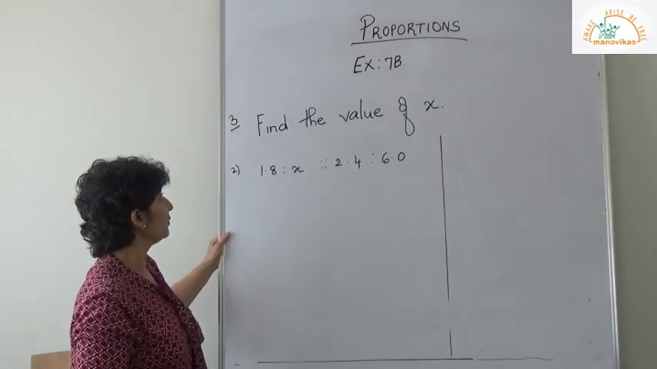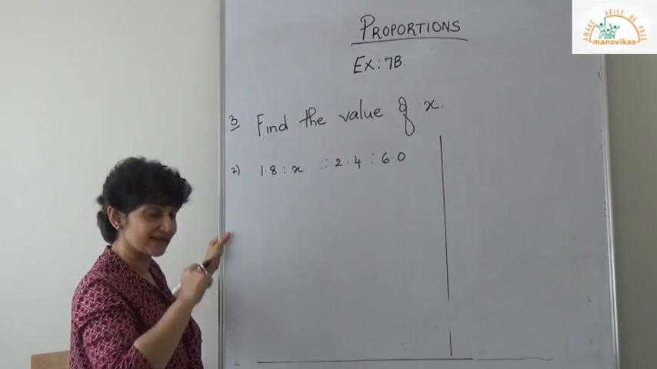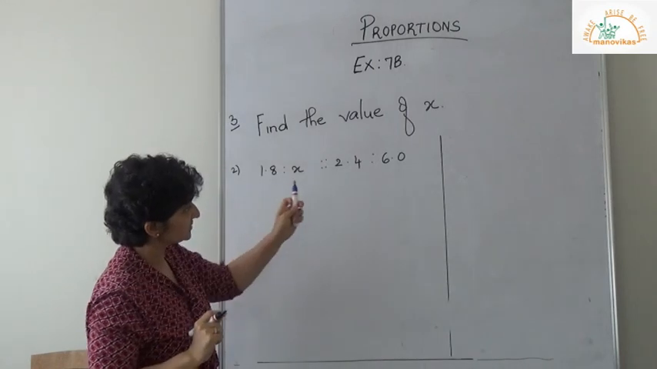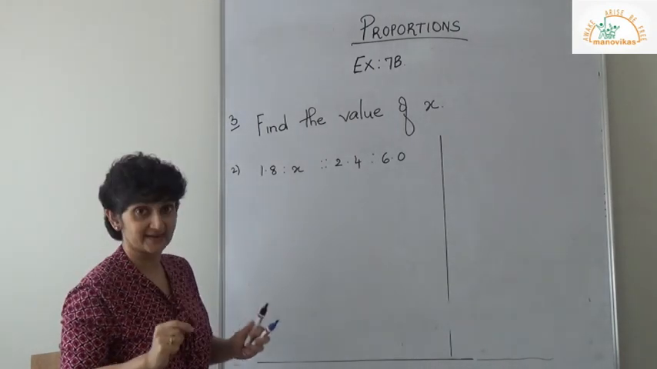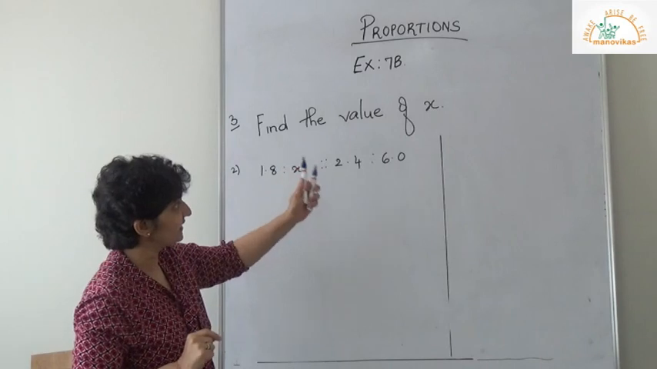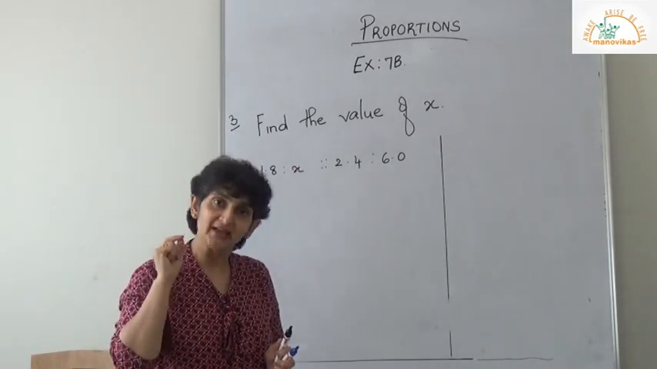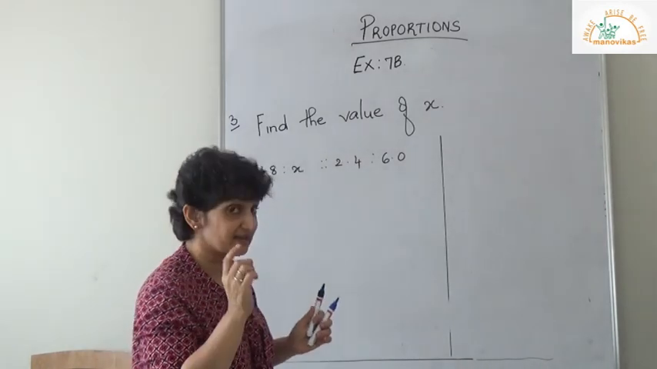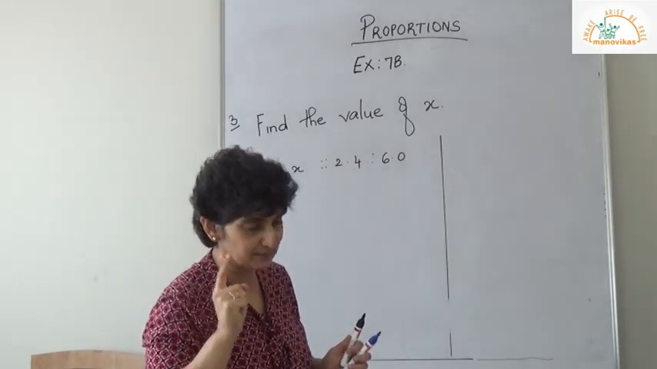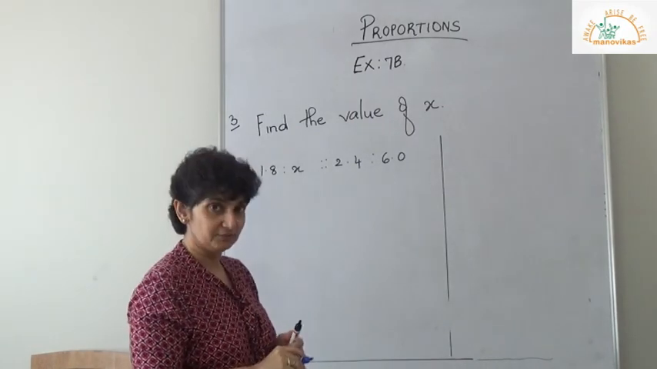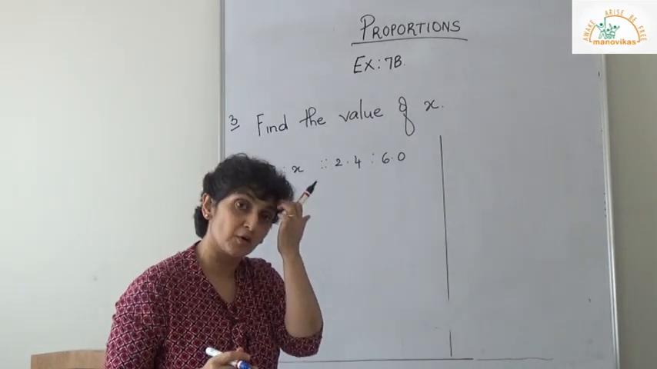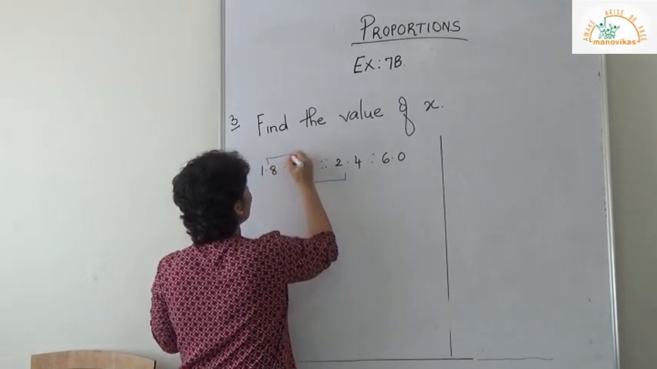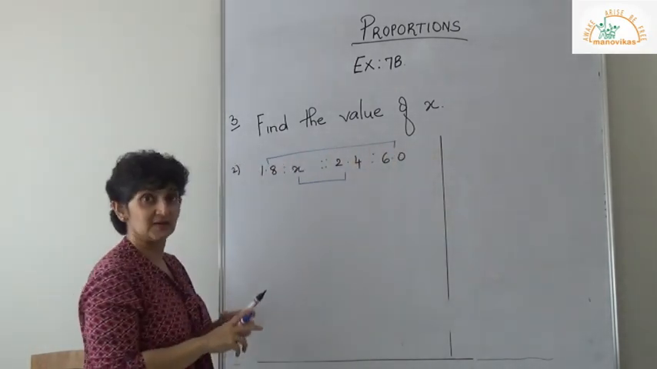So, my question 3, I am doing the second sum here. 1.8 is to x is as 2.4 is to 6. What do I have to do? I need to find the value of x. Now you know what are proportions. The product of the means should be equal to the product of the extremes. So this and this. Correct?